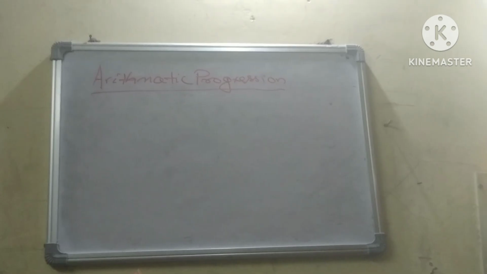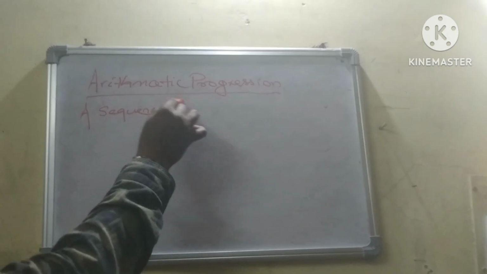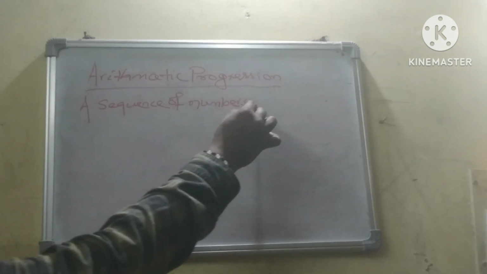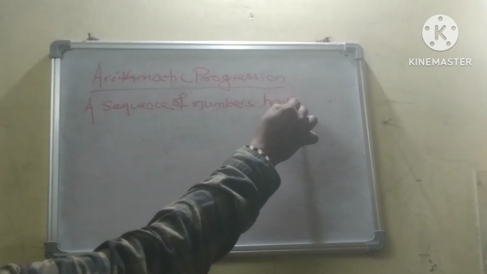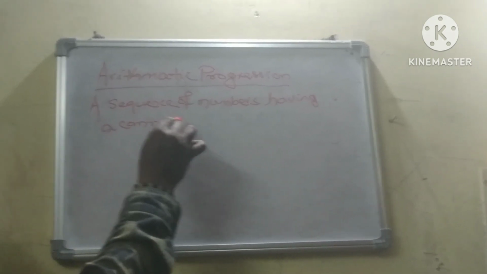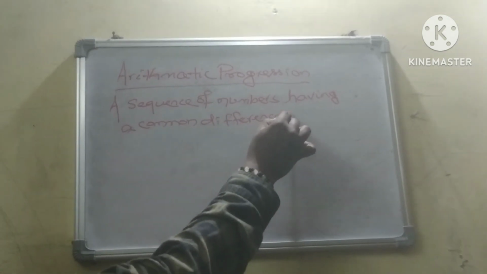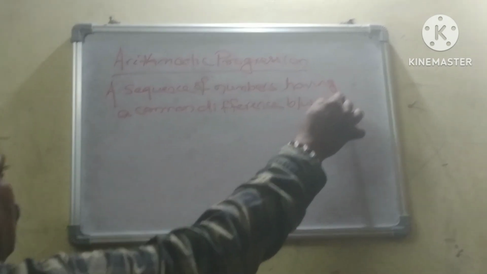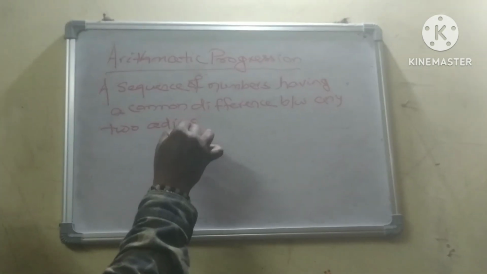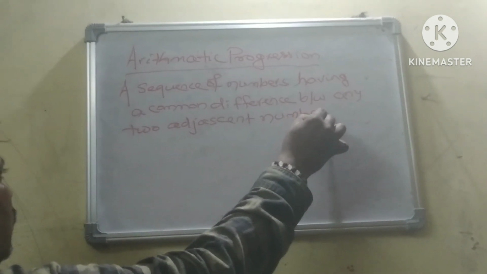What is arithmetic progression? A sequence of numbers having a common difference between any two adjacent numbers. We call it arithmetic progression.